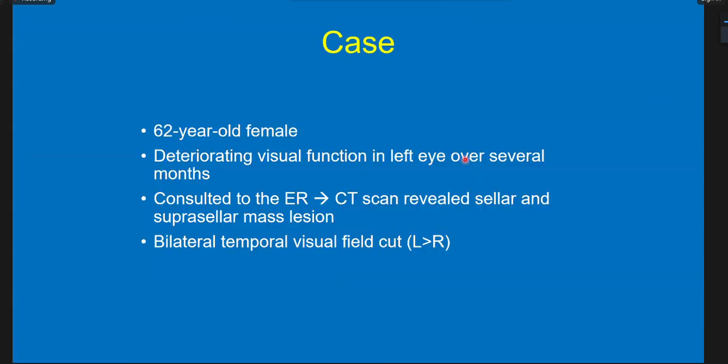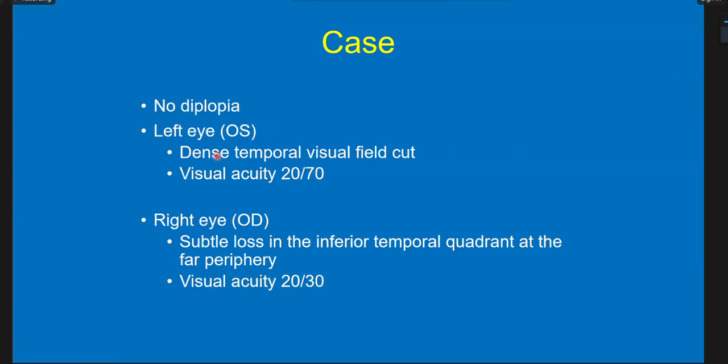So here's a case. You have a 62-year-old female with deteriorating visual function in the left eye over several months. Went to the ED, they got a CT and showed a sellar and suprasellar mass. Patient had bitemporal visual field cut, left more than right. No diplopia. Here's the eye exam. We have a dense temporal visual field cut, visual acuity 20/70. On the right eye, you have a subtle loss in the inferior temporal quadrant at the far periphery, visual acuity 20/30.